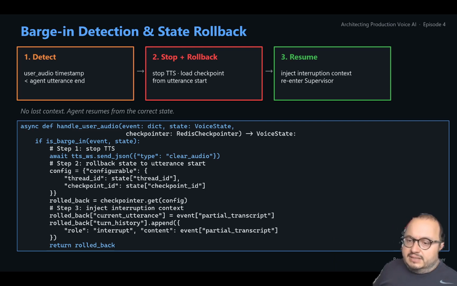Marked as an interruption, we update the state's current utterance field with what TTS committed from the barge-in audio. Then we re-enter the graph from the supervisor node with the rollback state. The supervisor sees the interruption event and routes accordingly, typically to a general sub-agent to acknowledge the interruption and respond to what the user actually said.